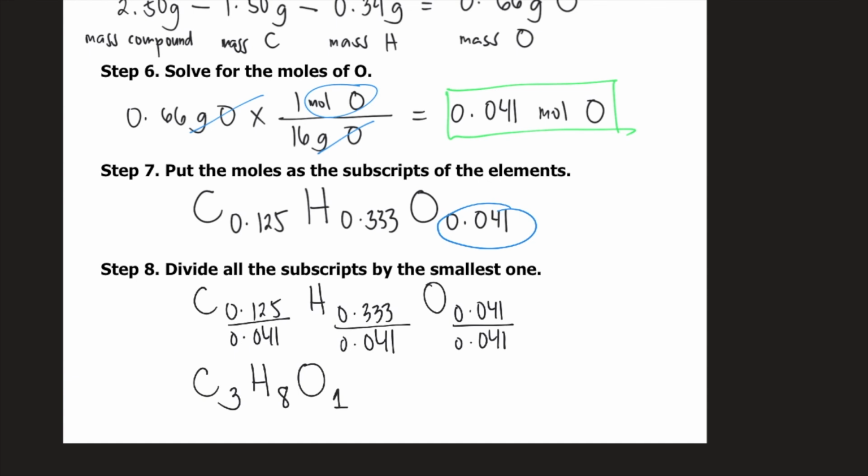So C3H8O1. In chemistry, we know that if the subscript is 1, we omit it or we drop the 1. So it simply becomes C3H8O. So the answer to this question is C3H8O.